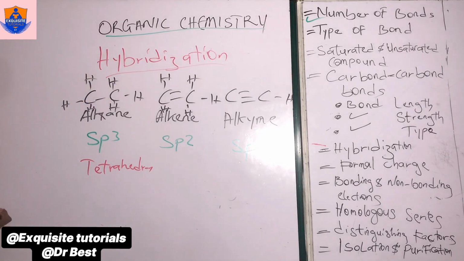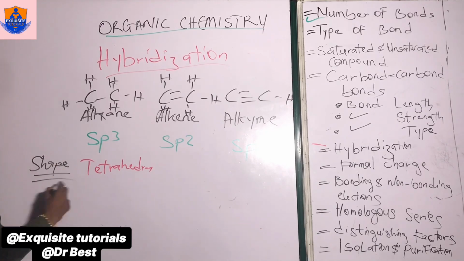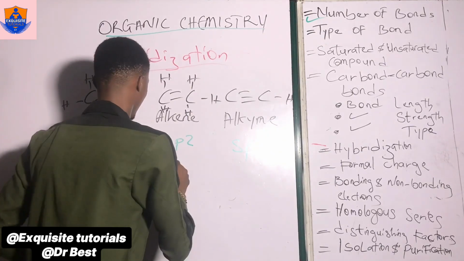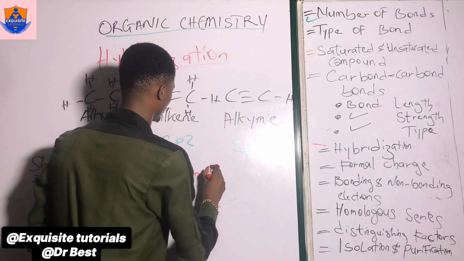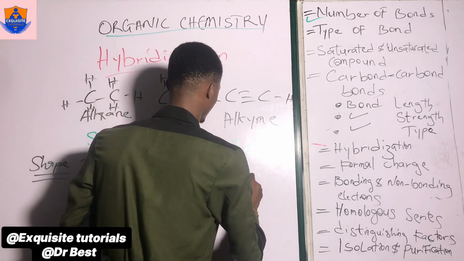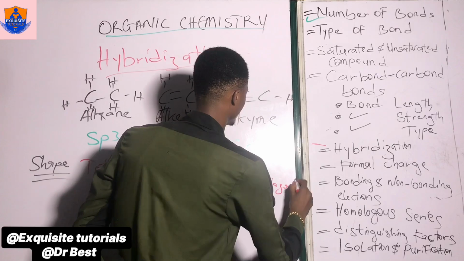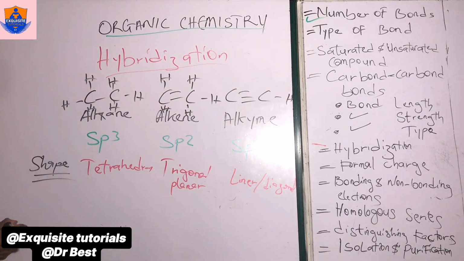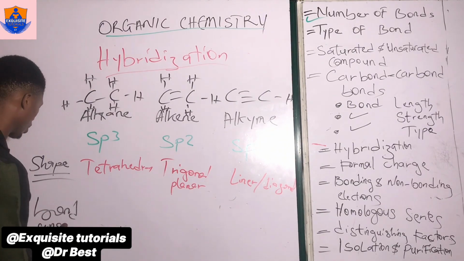Tetrahedral in shape. So here we are talking about shape. And we say that all sp2 hybrid orbitals are trigonal planar, while sp is linear or diagonal. Now, what are the bond angles? What are the bond angles? Bond angle.